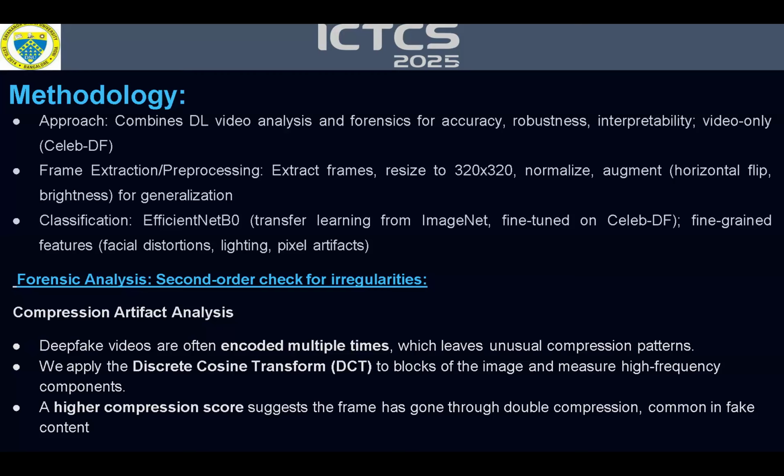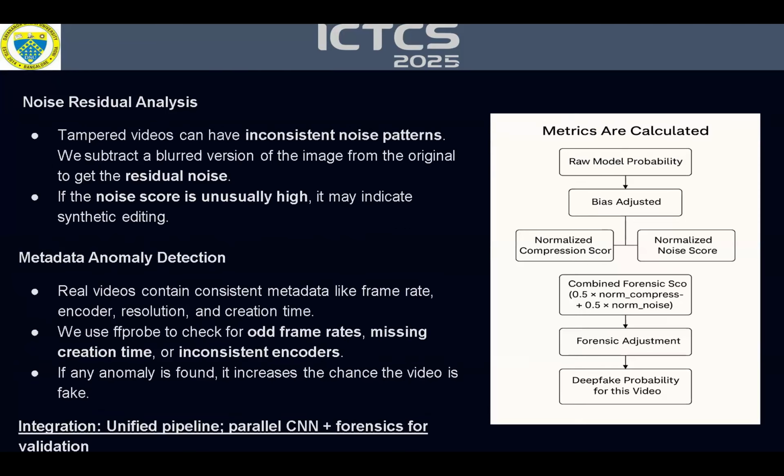Then moving to the second part of the methodology, the noise residual analysis. Here we perform noise residual analysis. By subtracting a blurred version of the frame, we reveal inconsistent noise patterns typical of synthetic editing. For metadata anomaly detection, real videos have consistent attributes like frame rate, encoder, and creation time. Using FFprobe or EXIF tool, we check for odd frame rates, missing timestamps, or inconsistent encoders. Any anomaly raises the forgery likelihood.